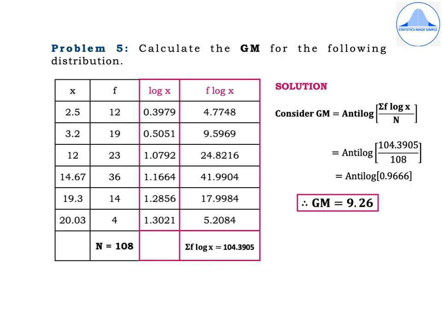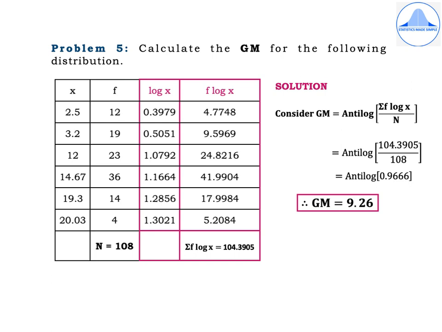The f log x values are 4.7748, 9.5969, 24.8216, 41.9904, 17.9984, and 5.2084. Summation f log x is equal to 104.3905. Please be careful when you're calculating log x and f log x values.